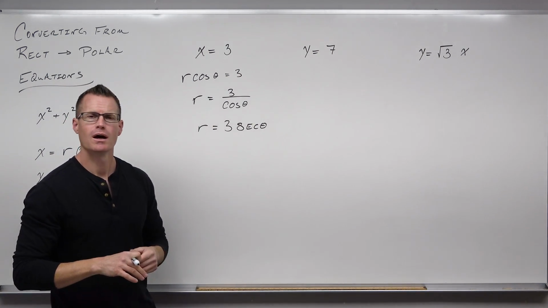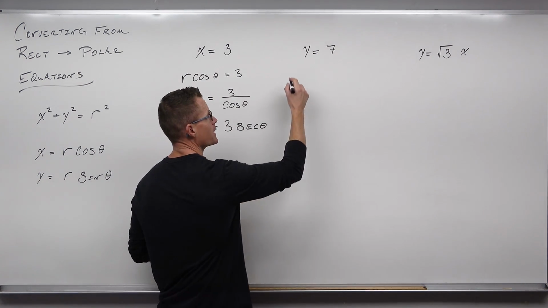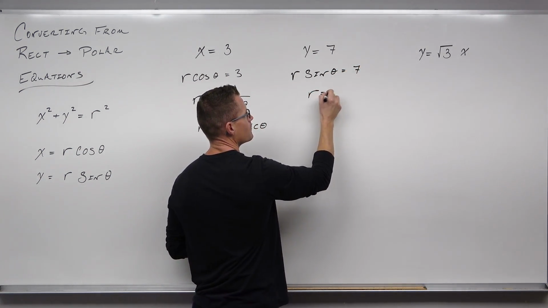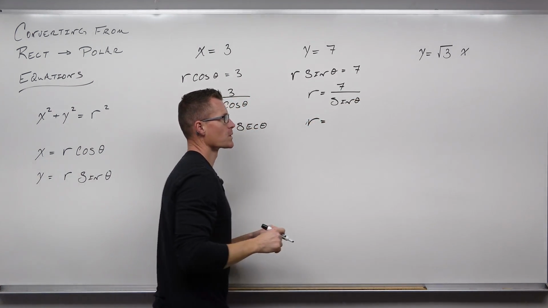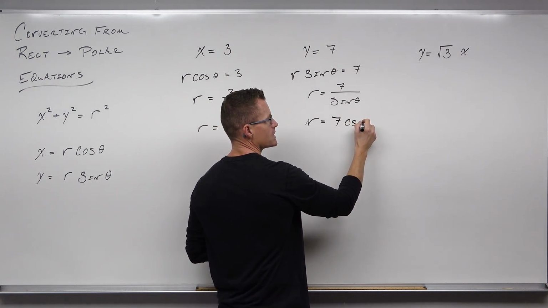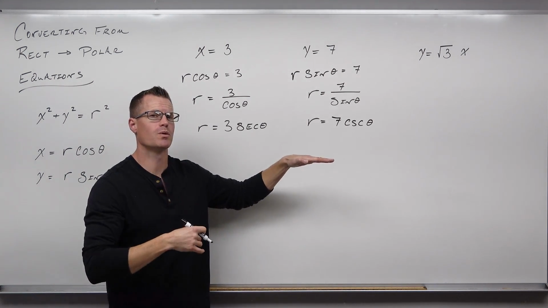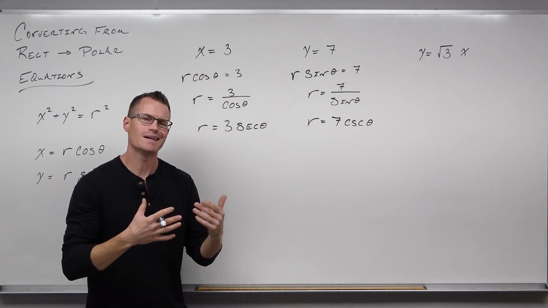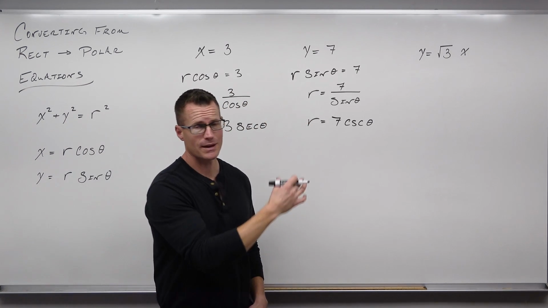Let's try y equals 7. I don't see an x squared, I don't see a y squared, I don't see them together. All I see is a y. Let's replace it with r sine theta. And if we realize that 1 over sine theta is cosecant theta, this is 7 cosecant theta. So a horizontal line of y equals 7 can be graphed with a polar equation of r equals 7 cosecant theta. Which one's nicer? Again, that one is, if you're just going for the graph, that's probably nicer, but we can convert it.